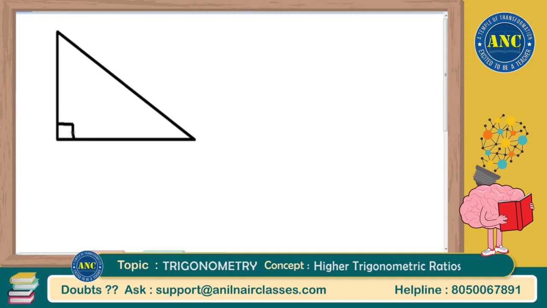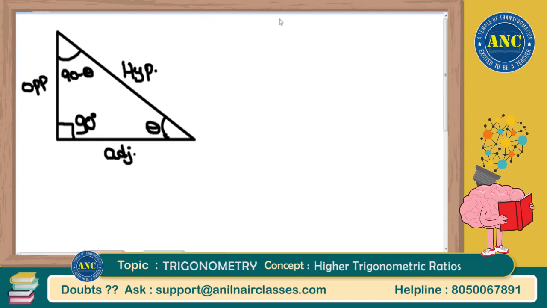If I call this 90 degrees, and this I call theta, then opposite to theta is the opposite side, adjacent to theta is the adjacent side, and opposite to 90 is the hypotenuse side. Now if this is 90 and this is theta, the other angle will become 90 minus theta. Now listen carefully, sir. The other angle will become 90 minus theta.